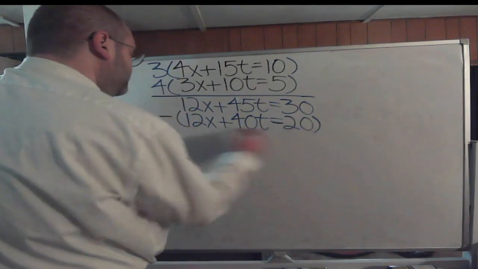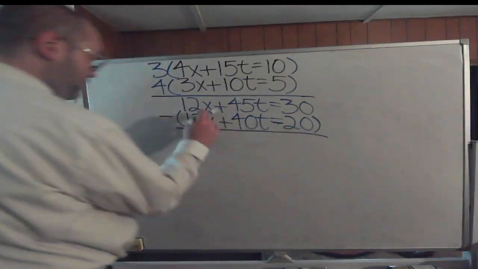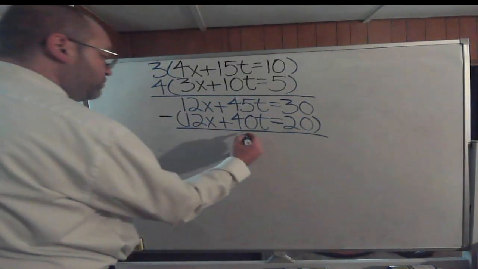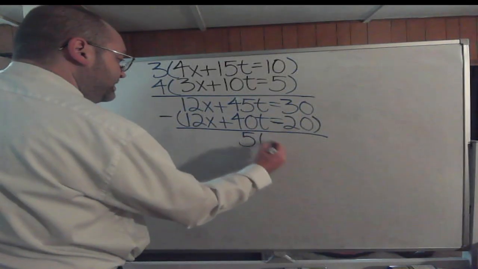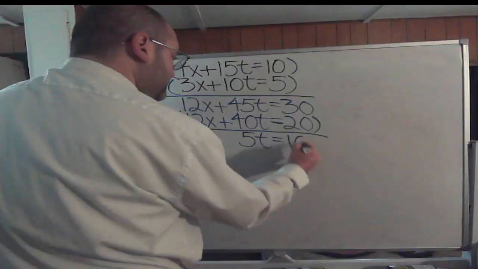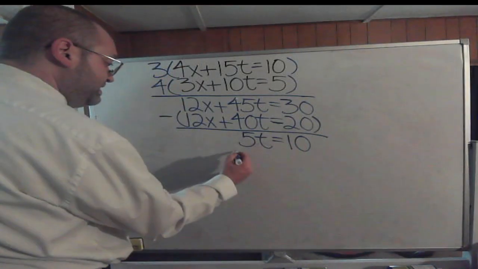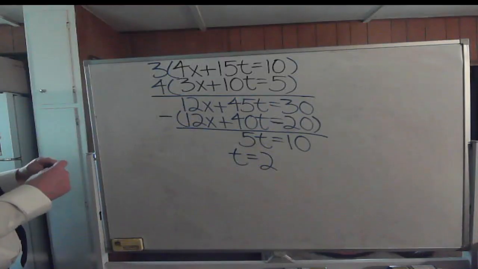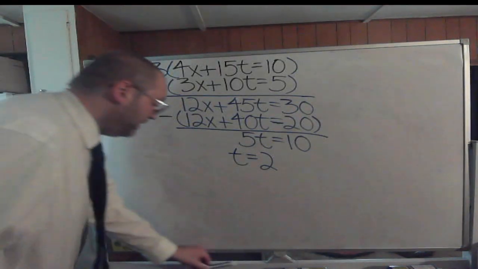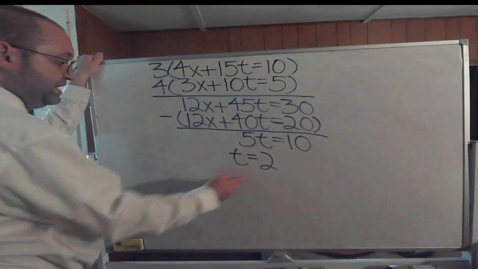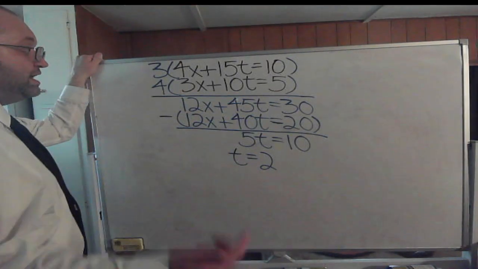So let's go ahead and do just that here. 12x minus 12x is 0. 45t minus 40t, that just gives you 5t. That'll be equal to 30 minus 20, which would give you 10. So 5t equals 10 means t equals 2. So we have the value of t being 2. We want to find the x value now.